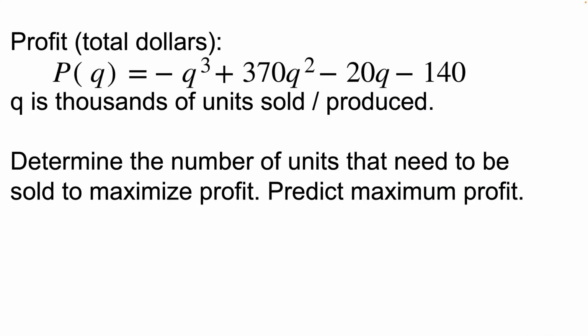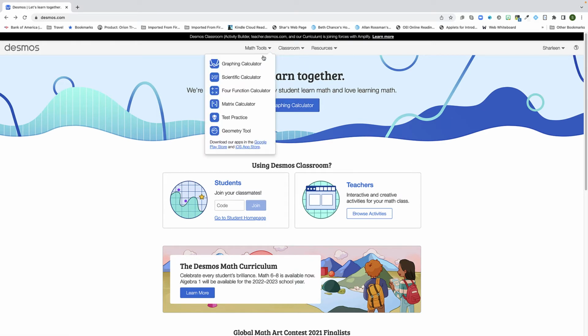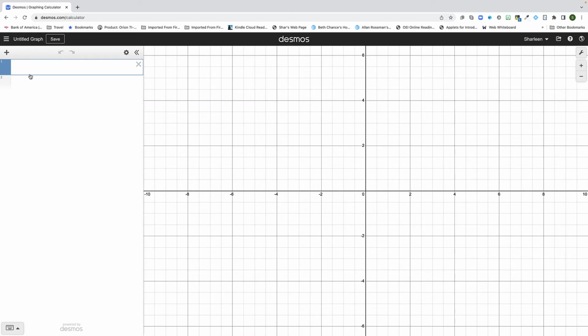So let's take our profit function and go over to Desmos to see how we can find the number of units that need to be sold to maximize profit. From the website desmos.com, either click the button to open the graphing calculator, or from the Math Tools menu, select the graphing calculator. On the left-hand side, let's enter our function into the first cell.